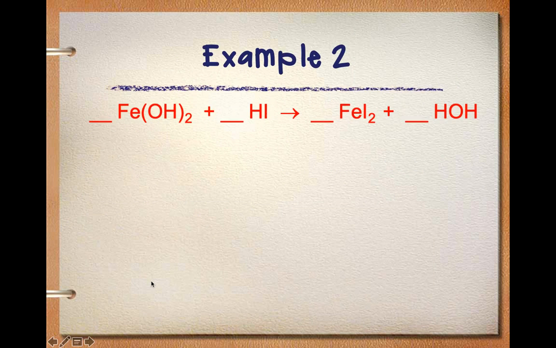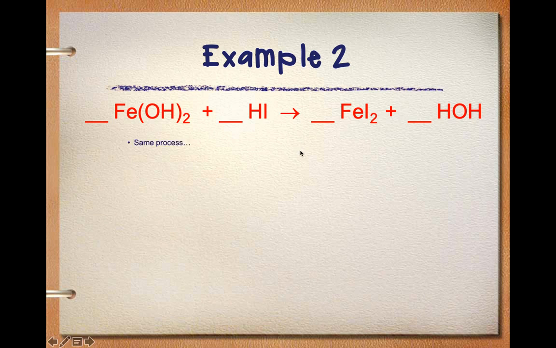Let's try another example, example 2. All right, here we go. Fe(OH)2 plus, leave a space, HI, arrow, leave a space, FeI2 plus, leave a space, HOH. This is really just water, but because I have OHs on the left, I'm going to compare that to the OH on this side instead of thinking of the H's and O's all separate. So we're going to do the same process. Put numbers in front, go back and forth until they're balanced.